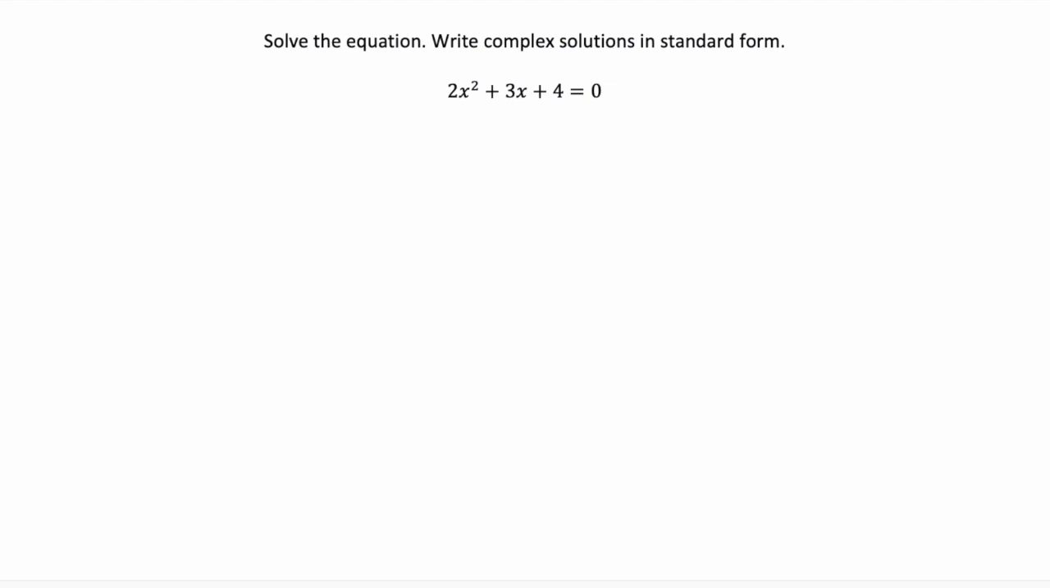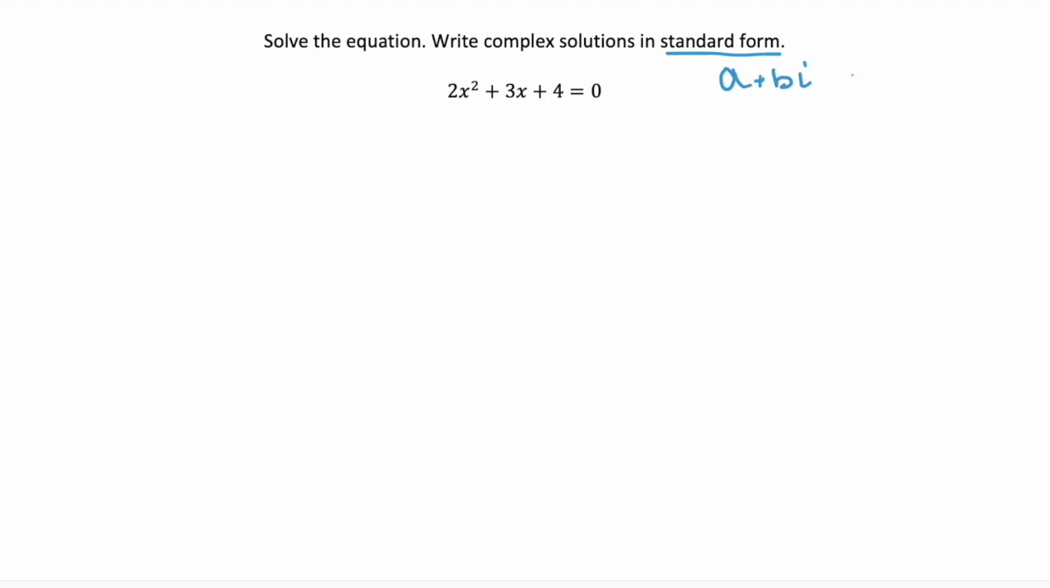Hey everyone, Professor Baldwin here, and today we're asked to solve an equation. This equation is a quadratic, and it comes from the section where we need to solve using the quadratic formula. And we're also asked to write our complex solutions in standard form. Remember that standard form is a plus bi, where you have a real number and imaginary number together.